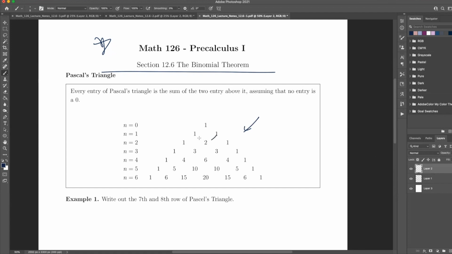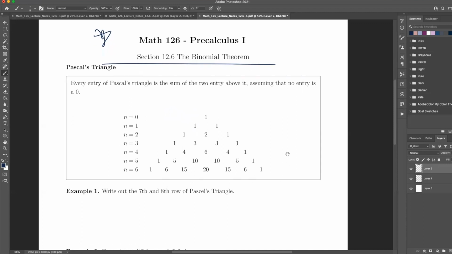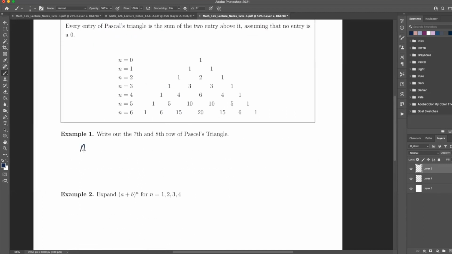You just add up these two numbers, you get this number. You add up those two numbers, you get this number. You add up those two numbers, you get this number, and so forth. And then technically there's a zero here, and everywhere you don't see numbers, technically you have zeros, and the zeros add up to be zeros. All right, so let's just write out two more.